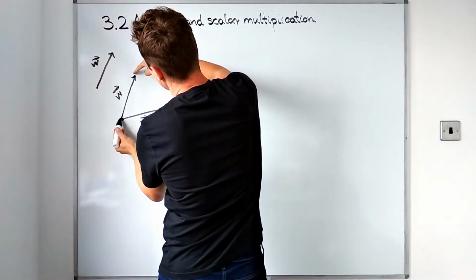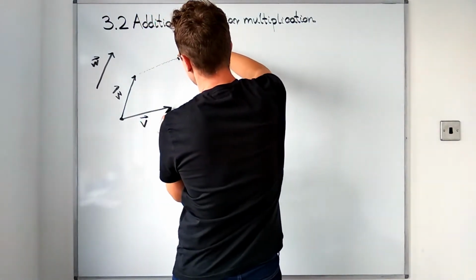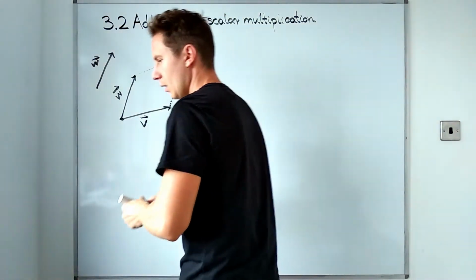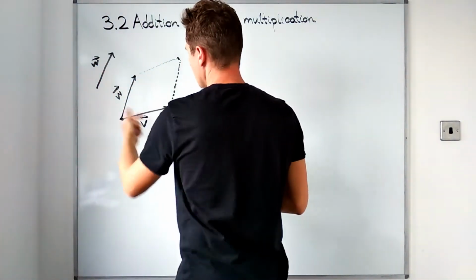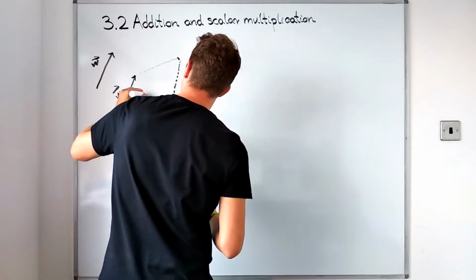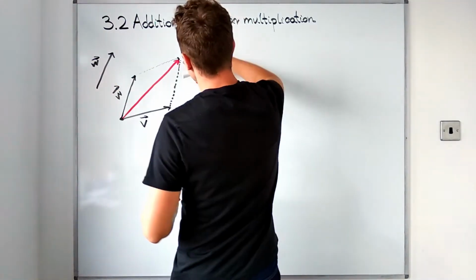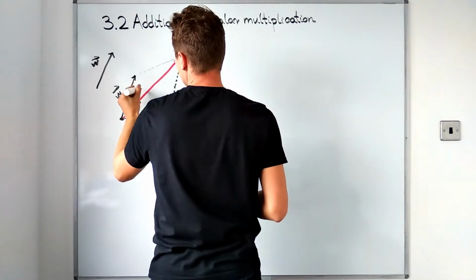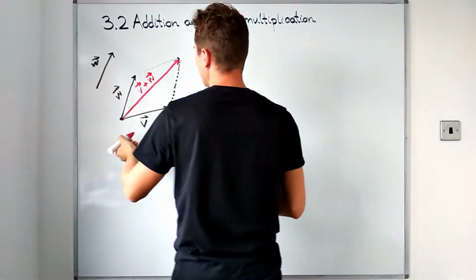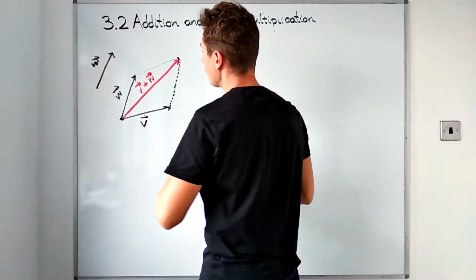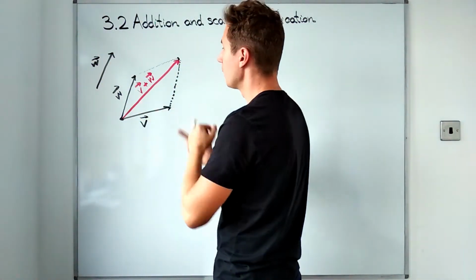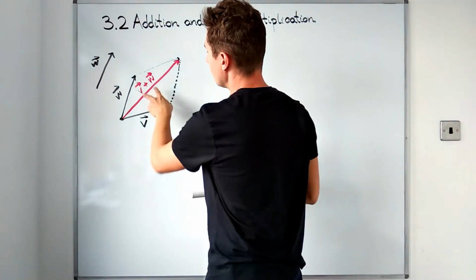But just to check, let's shift w along v, and indeed we get to the same point. In this way we obtain a parallelogram with sides v and w, and starting from the same initial point and going along the diagonal to end up at this point, we get the vector v plus w. From the construction it should be clear that it's the same thing as w plus v. So vector addition is commutative. It doesn't depend on the order in which you add them.